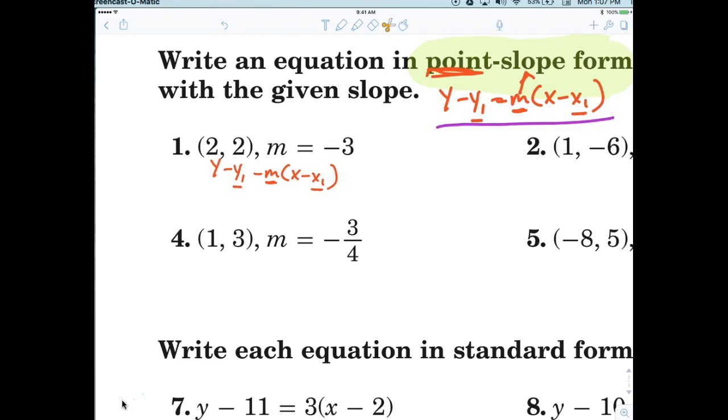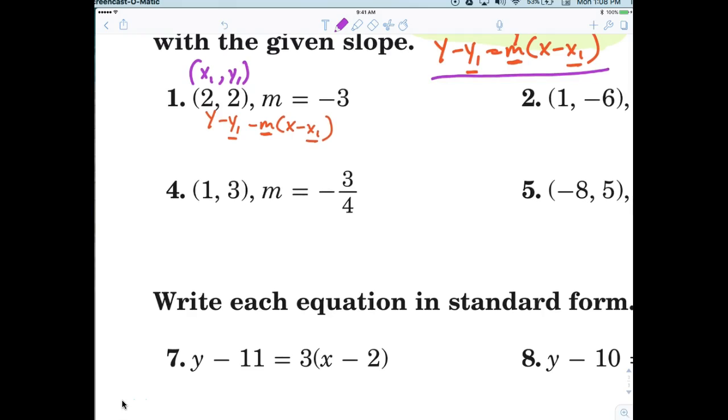All right? This 2 right here is considered x1, and this 2 is considered what? y1. That is correct. And the slope is -3. Now watch. All I'm doing is replacing: y minus 2 equals -3 times x minus 2. And again, guess what? That's the answer.